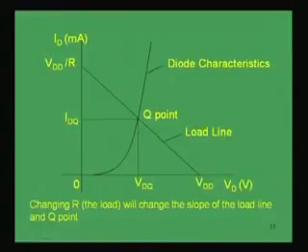What is the Q point? That point is determined by this voltage VDQ and the current IDQ. So, I now know the operating point, having this voltage across the diode and the current IDQ through the circuit or the diode. Now, if we change the resistance in the circuit, then of course the slope of the load line will change. We will get a different load line giving a different Q point.